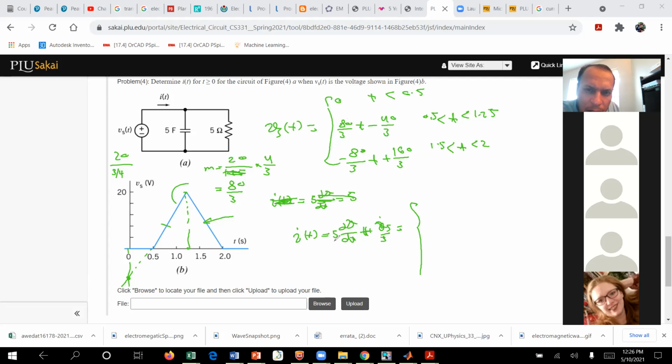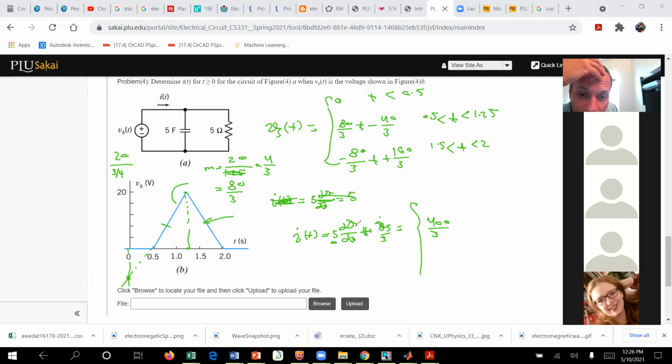I got negative 133.33, between 0.5 and 1.25. Does that one mean 400 divided by 3? Wait a second, not yet. So you have two partials.